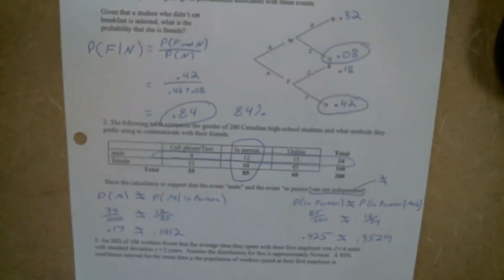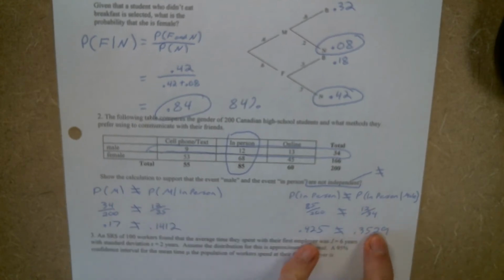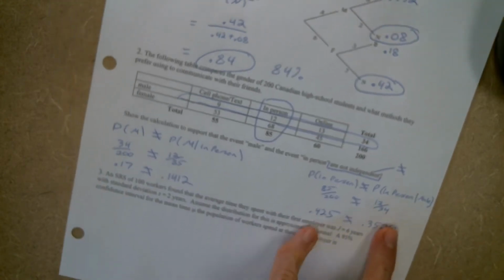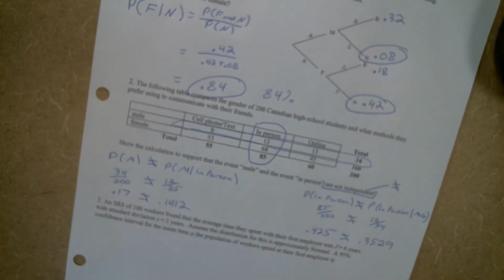They're reaching the same conclusion. All right. They are not independent because these two probabilities are not the same. Or if you did this one, these two probabilities are not the same. If these had been equal, we would have said it was independent. But in this case, we're saying that it's not independent.